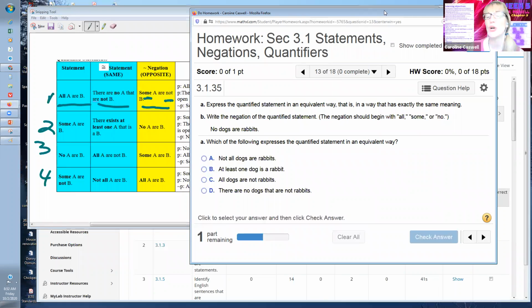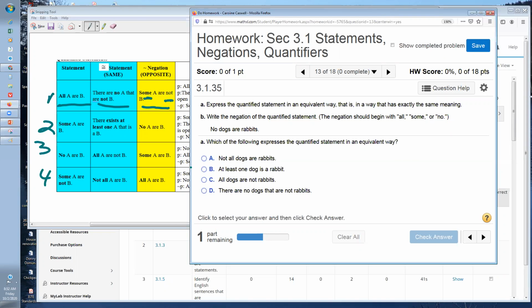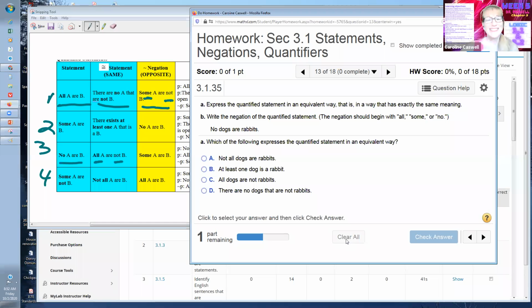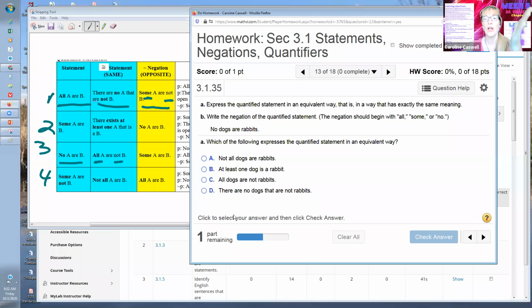All right, this one is no dogs or rabbits. So I am looking at row 1, row 2, row 3, row 4. Which one am I actually looking at? Which row is the one that identifies no dogs or rabbits? 3. Absolutely. So this is the one we just used. Now it could have been the other one, but it's this one. And then we're looking for all and not. That's all we're looking for. This is not hard. You just need to look for all and not.